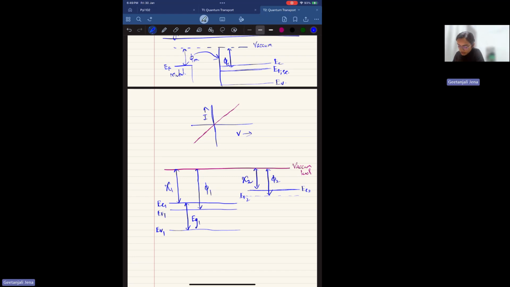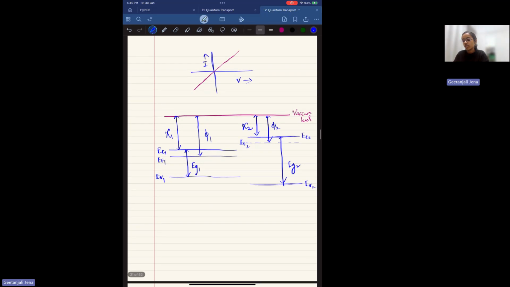And let's say we have the valence band. This is EV2. Yeah, this is VG2. So first we need to align the vacuum level. Then, according to the vacuum level, we have to show the electron affinity, work function, and the conduction band and valence band edges. After that, we can calculate the band offset.